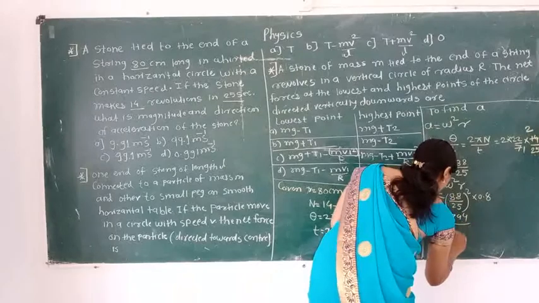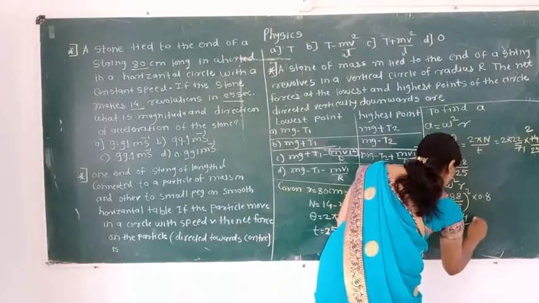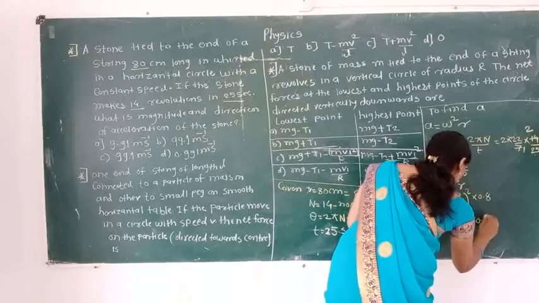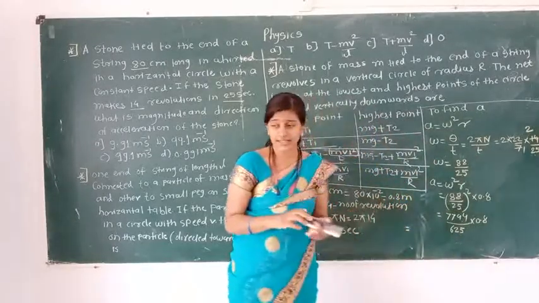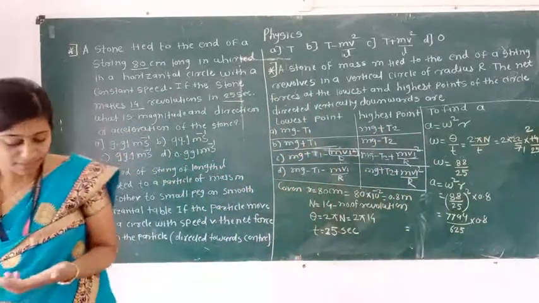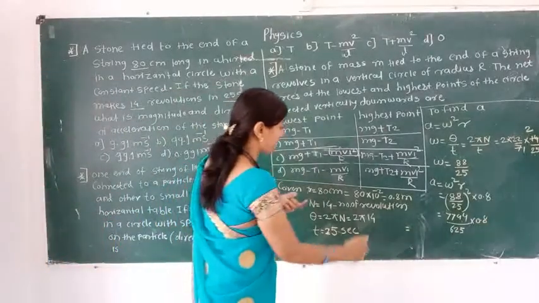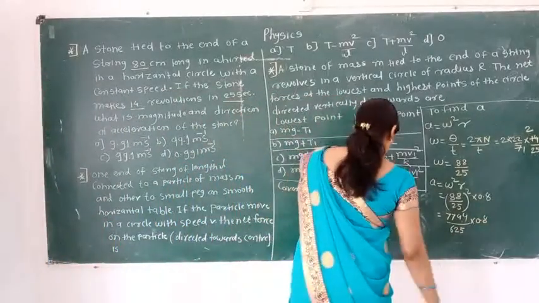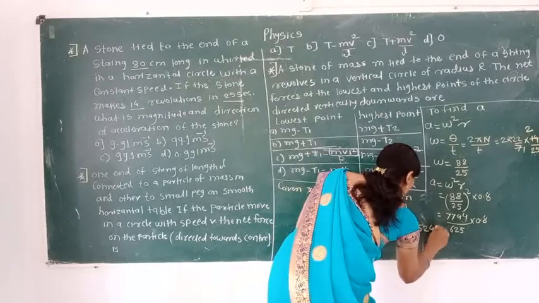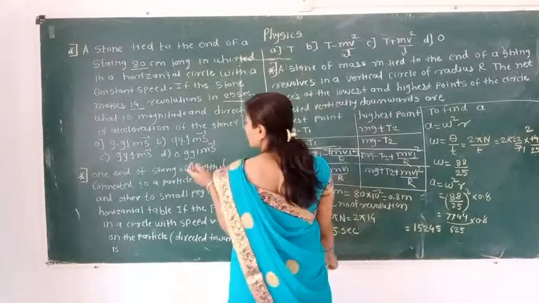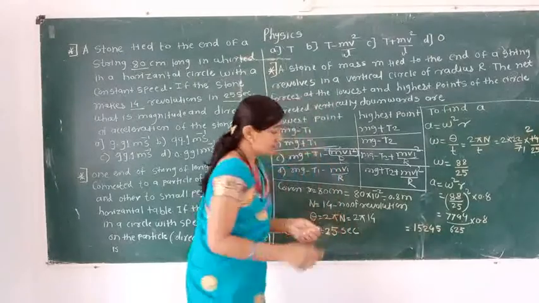7744 divided by 625 into 0.8. See, I want to tell you here I am writing the direct answer, but for students it is compulsory to find out the answer with the help of log table. Here you will get the value 15,245. See all the values here.